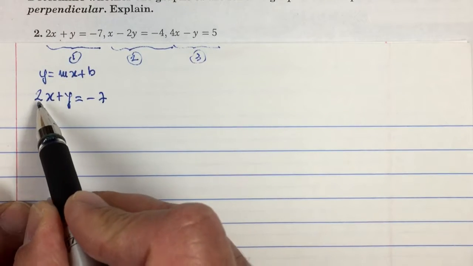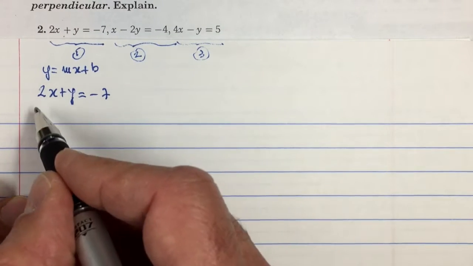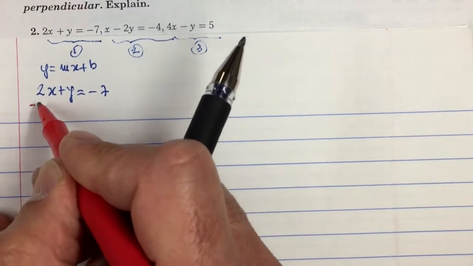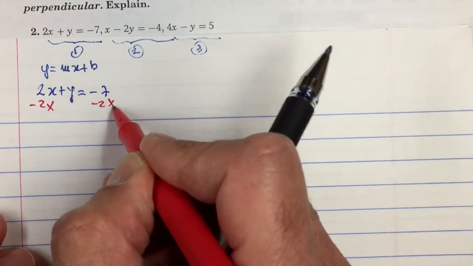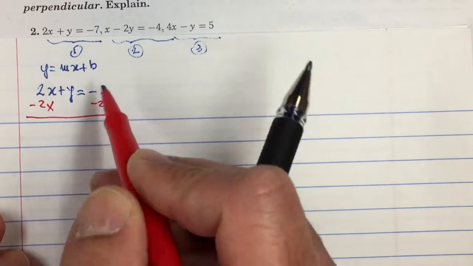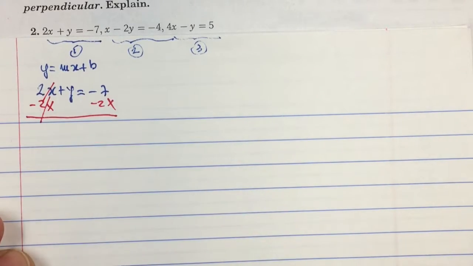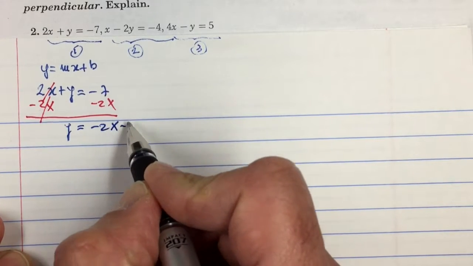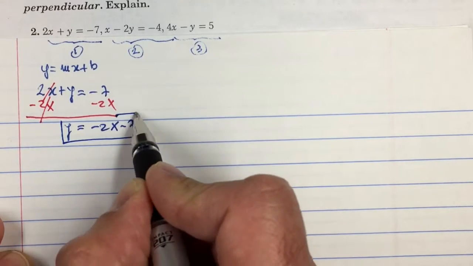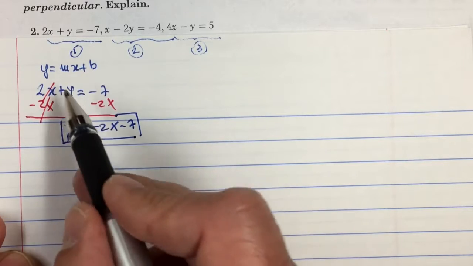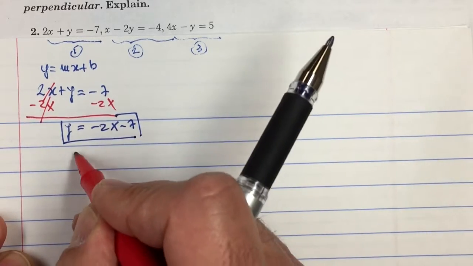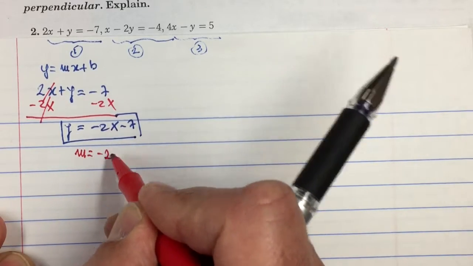What I'm going to do here is get rid of the 2x by subtracting 2x from both sides. Negative 2x, negative 2x. Okay, when I do this, 2x will go away, and I have that y equals negative 2x minus 7. And this equation is in the form y equals mx plus b. I can see easily that my m in this one is negative 2.